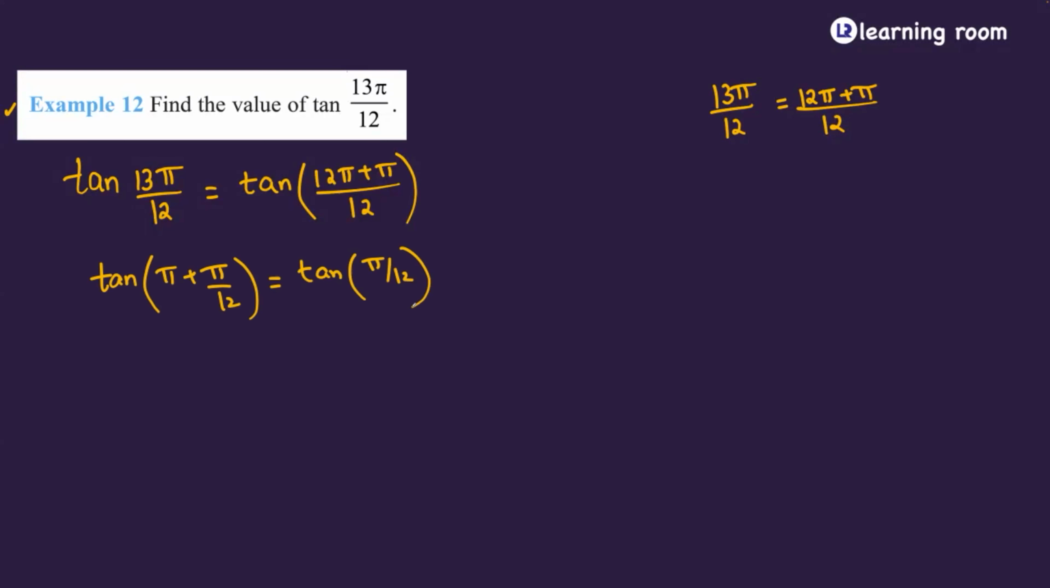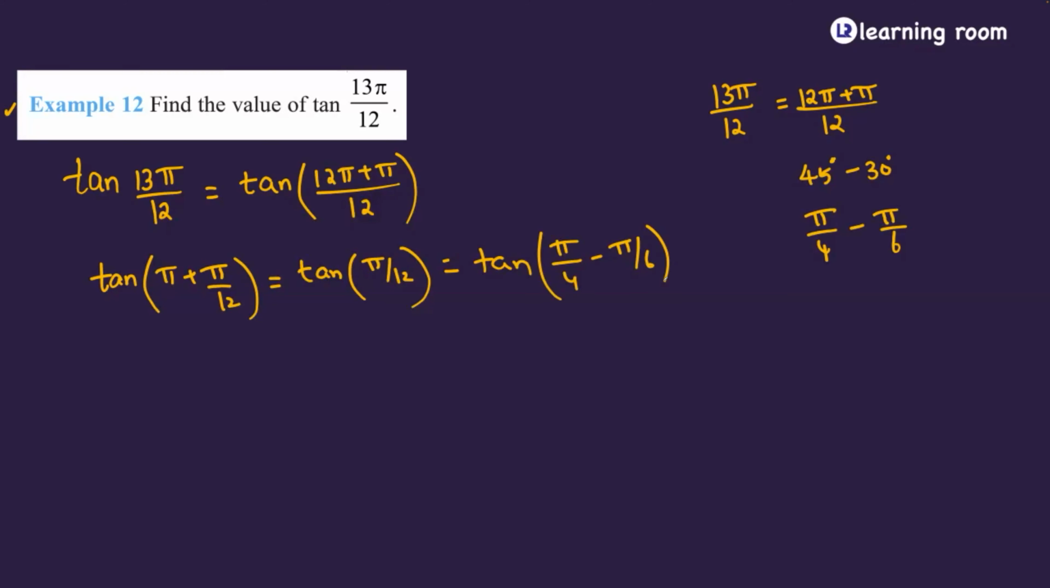So the answer will be tan pi by 12. But tan pi by 12, how are we supposed to solve it? Because it is not a known value. Pi is 180, and 180 by 12 gives you 15. Tan 15 is not a known value. So how can you write tan 15? Tan of 45 minus 30. You write it as 45 degrees, pi by 4, minus 30 degrees, pi by 6. So tan of pi by 4 minus pi by 6.